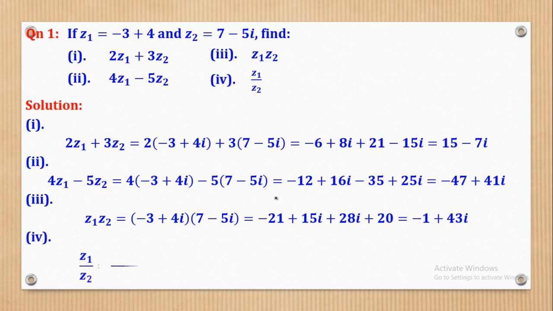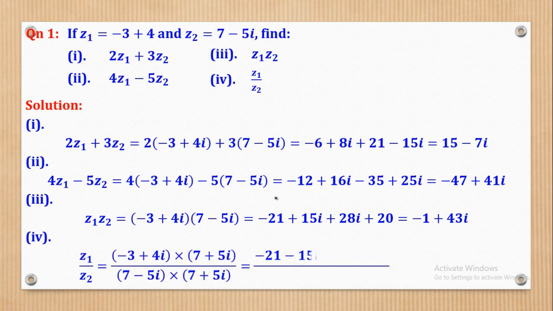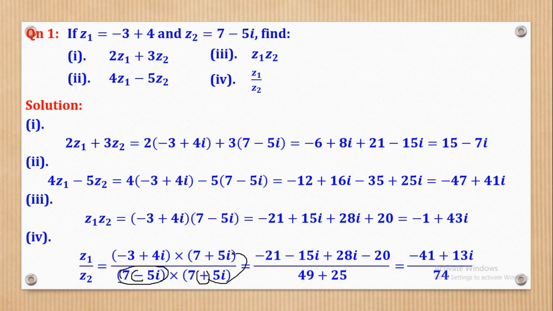Roman 4 is division, and for division, remember we said you have to first multiply the numerator and denominator by the complex conjugate of the denominator. So this is the denominator, and this conjugate will have a plus here, that's why you see a plus here, and we apply it up and down by that complex conjugate.